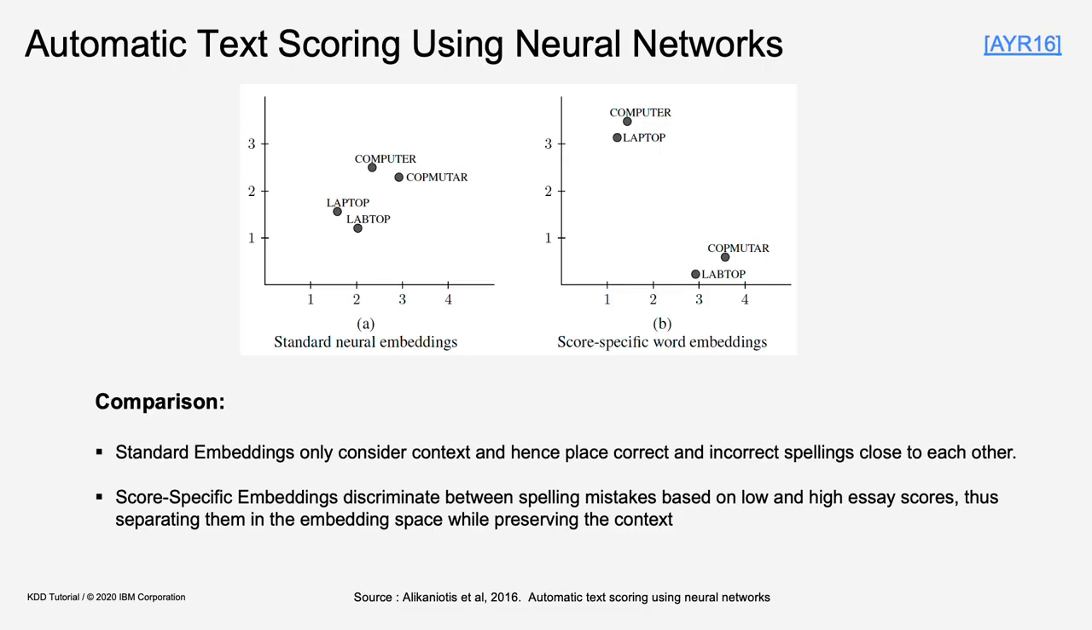The authors further train a bi-LSTM model with score-specific word embeddings, and the LSTM sequence embeddings are fed to a linear unit in the output layer to predict the essay score. They compare their performance against different baselines such as doc2vec, word2vec, etc. on a standard essay scoring dataset from Kaggle.